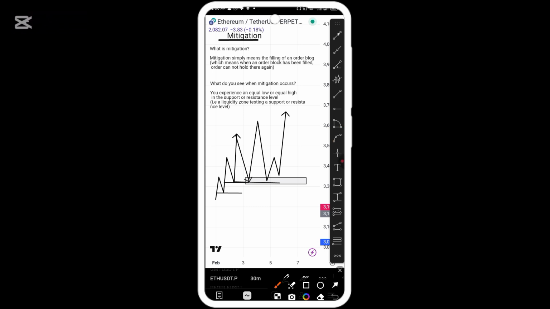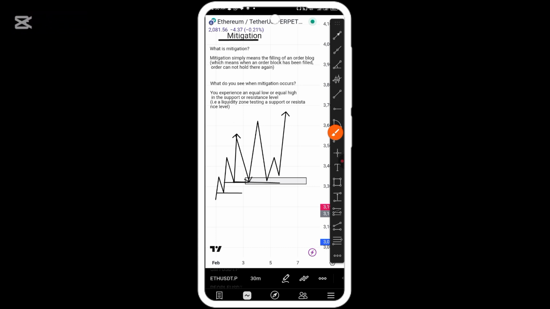A support level can never be tested 3 times. So what do we have here? We have a support level tested 3 times. Are you getting me? The moment you see 2 mitigated order blocks, don't place an order around that area. Don't be a trader that will jump on this kind of trade. Why? Because you already have 2 liquidity here. You already have liquidity here.